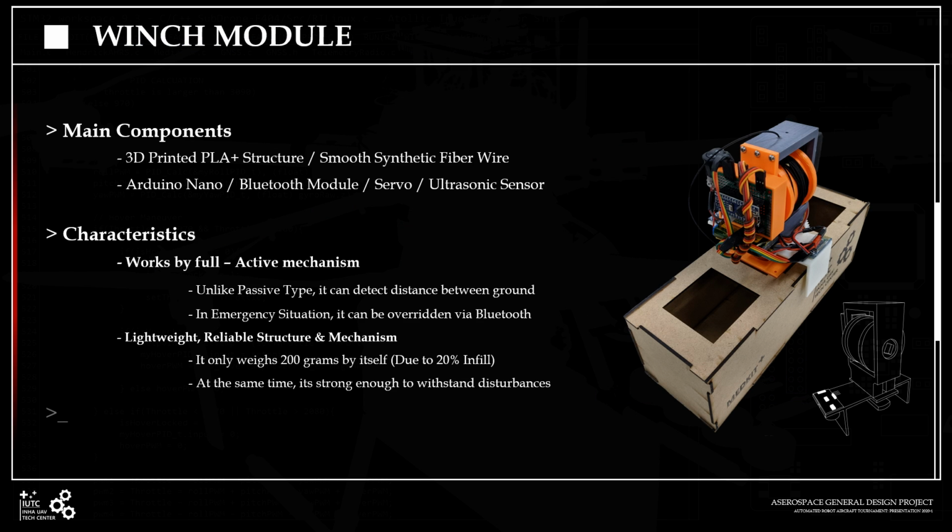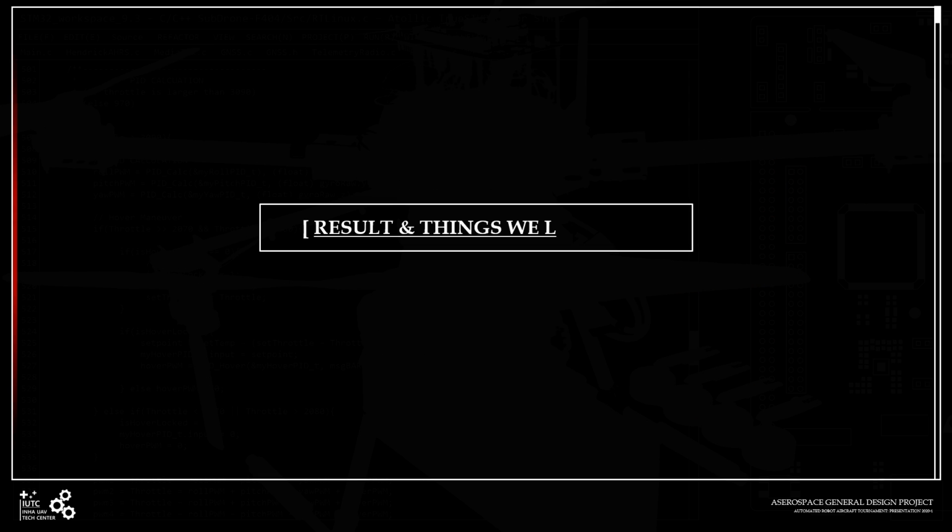Another task for this project was to design a reliable but light winch. We concluded that the descending winch module itself will help reduce overall weight. So we made a winch with a 3D printer. The advantage of this winch is that it works on a full active mechanism and is very light. Unlike other winches, we introduced an ultrasonic sensor to detect the distance to the ground, so that the winch can detect cargo on its own decision. The last part of the presentation is about results and things we learned through this project.